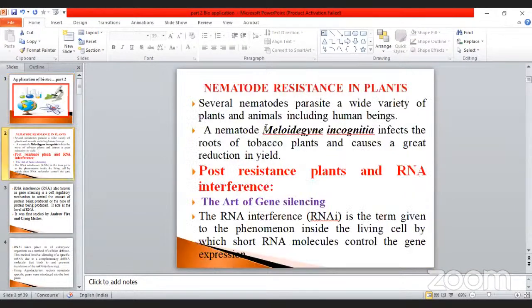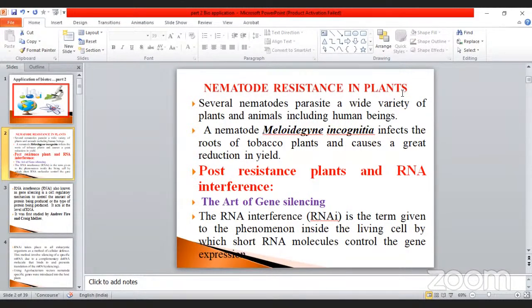Here, first we are going to discuss nematode resistance in plants. Not only plants are involved in the biotechnology process. Some animals like nematodes have a specific gene structure, and this gene structure has the ability to confer resistance in plants. That means an animal gene gives resistance in plants. That is very, very important, my dear students.